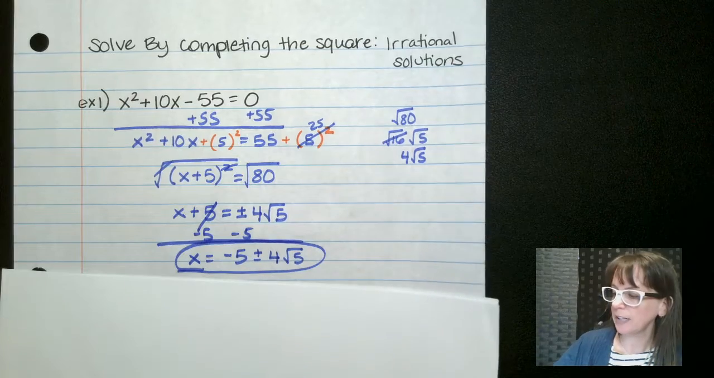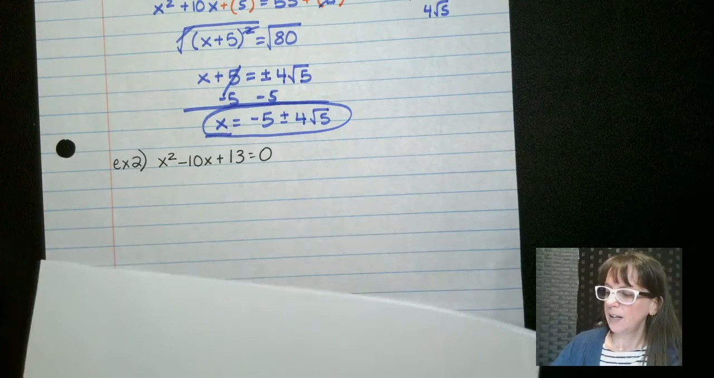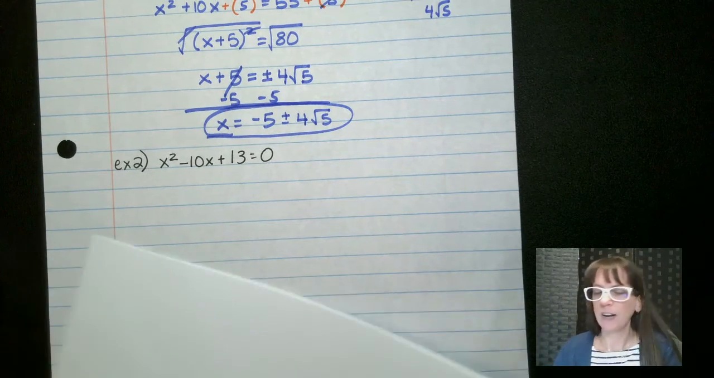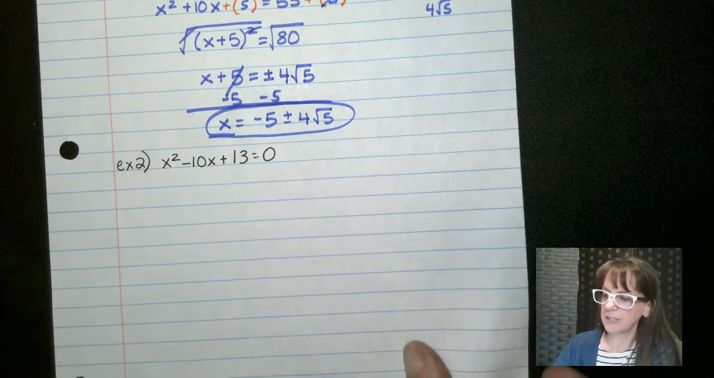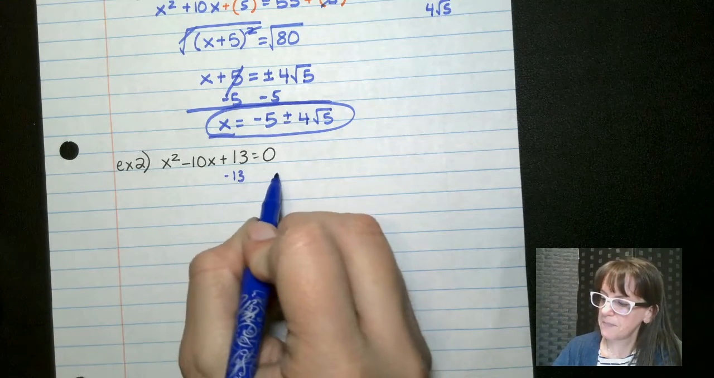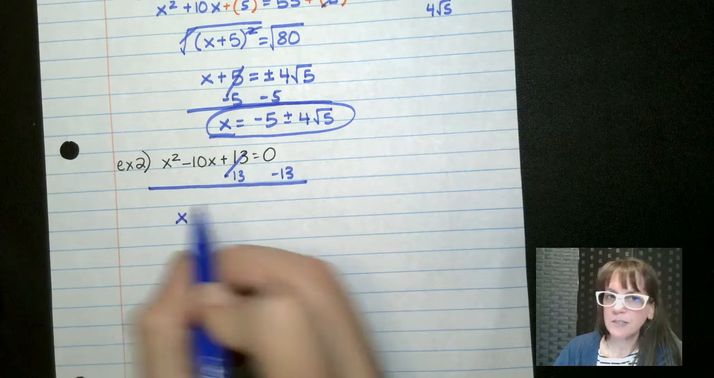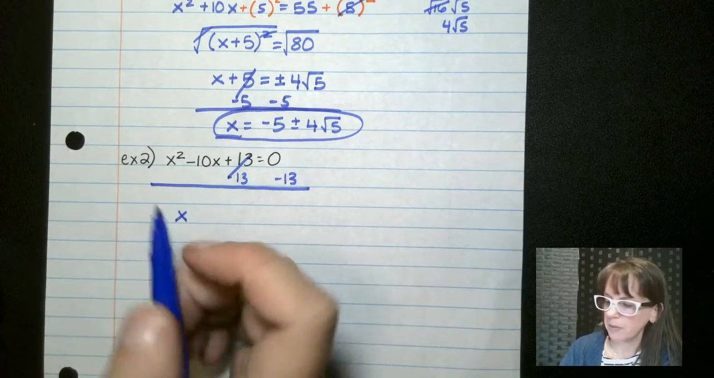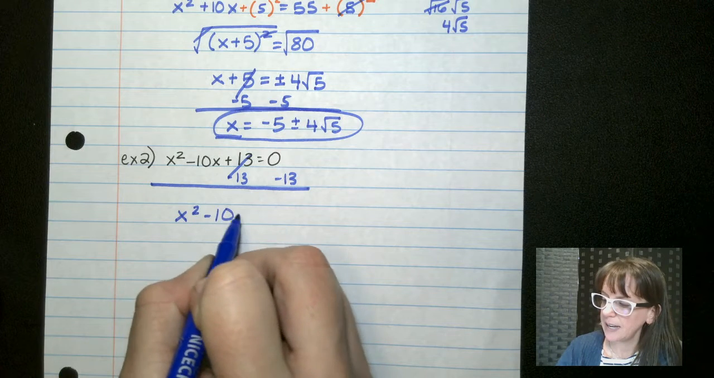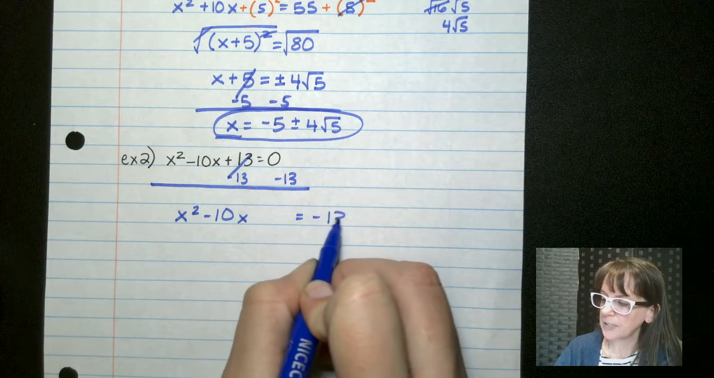Okay, so let's take a look at another example. Again, we want to get our variables on one side and our non-variables on the other. So let's go ahead and minus 13 from both sides. So here's what we've got. X squared, probably helps if I straighten the paper out for you. X squared minus 10x equals negative 13.